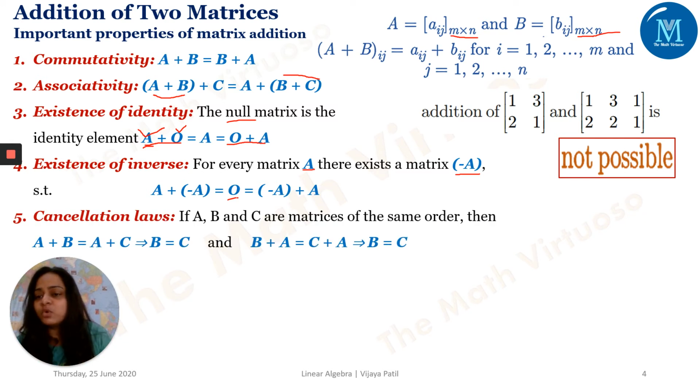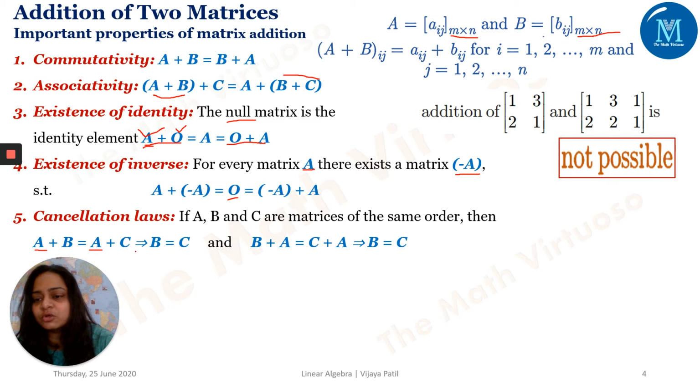Then we have one more very important law, known as the cancellation law. The cancellation law holds good if A plus B is equal to A plus C, then B is equal to C. What is meant here is that this A, if you observe, is there on both the sides.